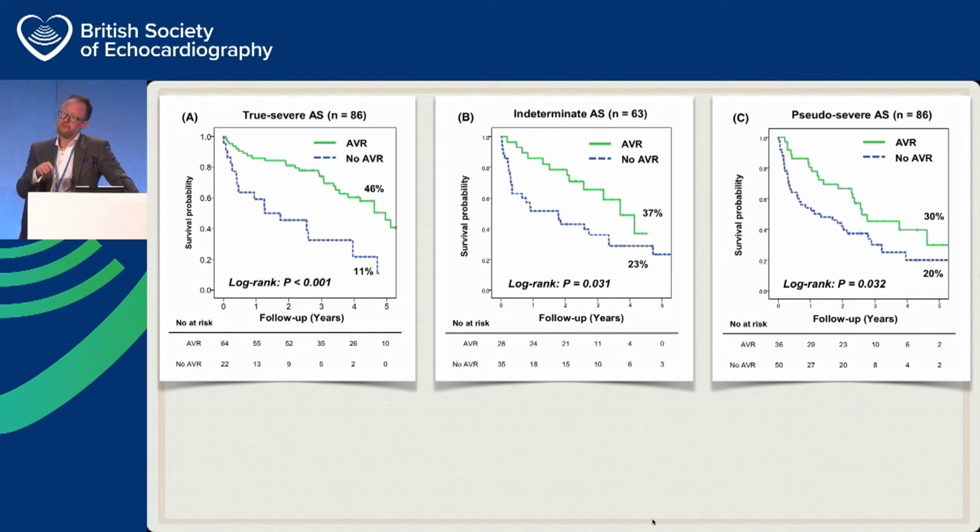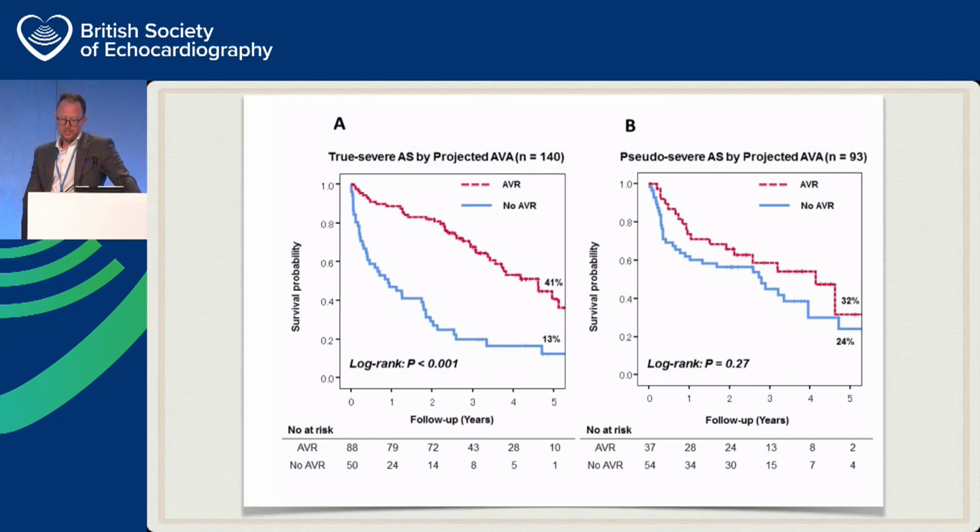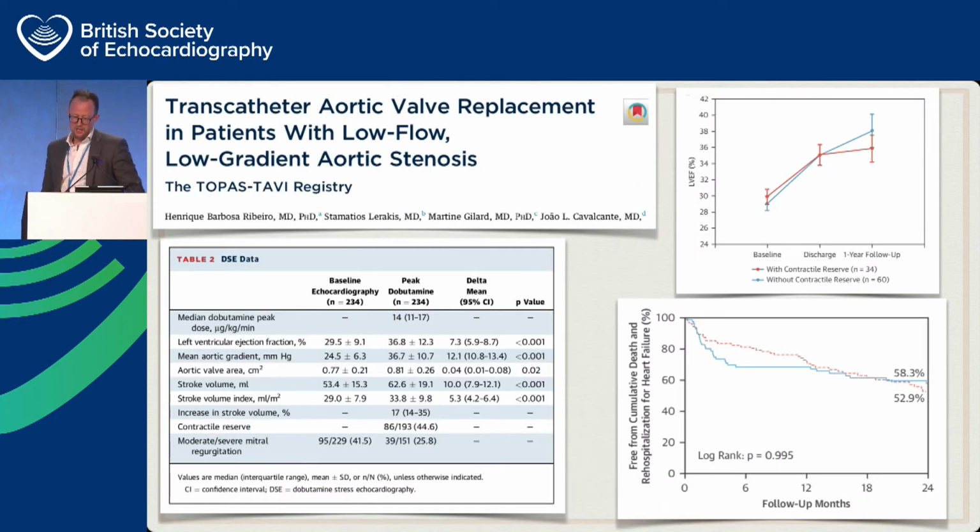If you then went back and re-evaluated all those patients using projected EROA, look at this. True severe AS by the projected methodology clearly works, but the pseudo-severes, no difference in outcome. So this appears to help really successfully discriminate between the patients that need an operation or intervention versus those that don't. And just in my last 30 seconds or whatever I've got, there's a huge registry now looking at patients, all of whom have been identified using this projected methodology.